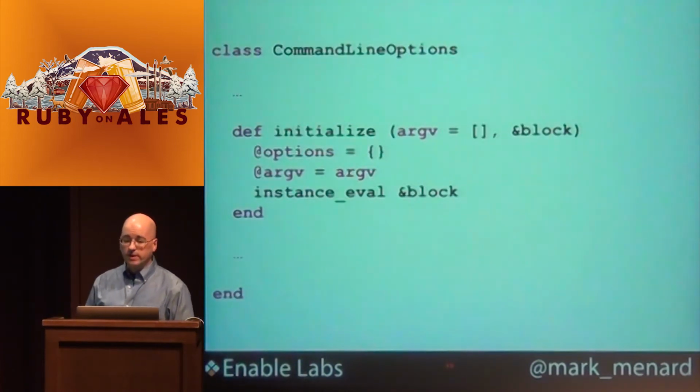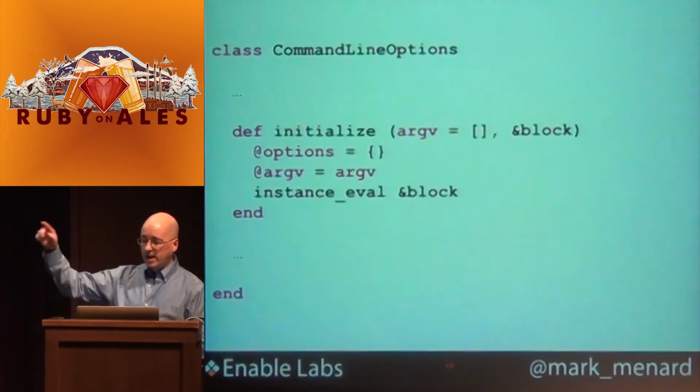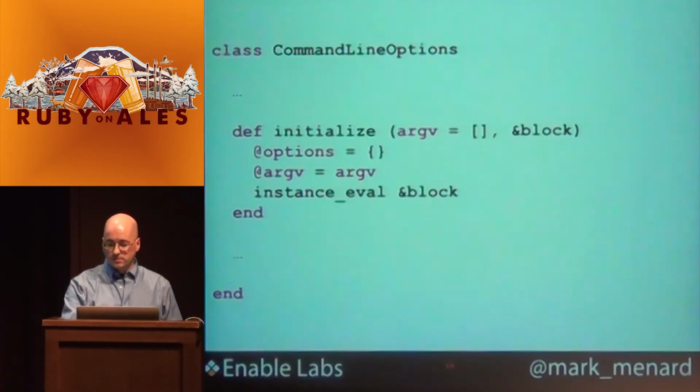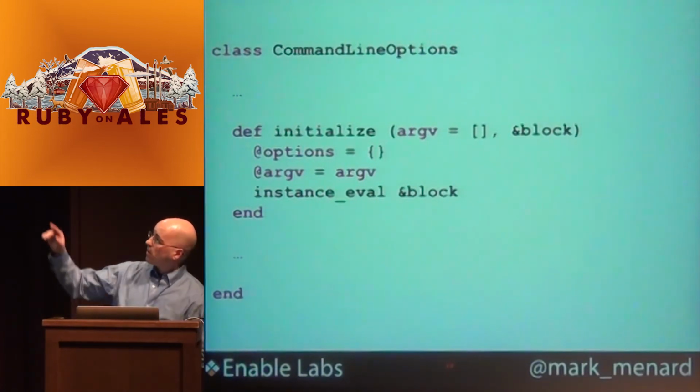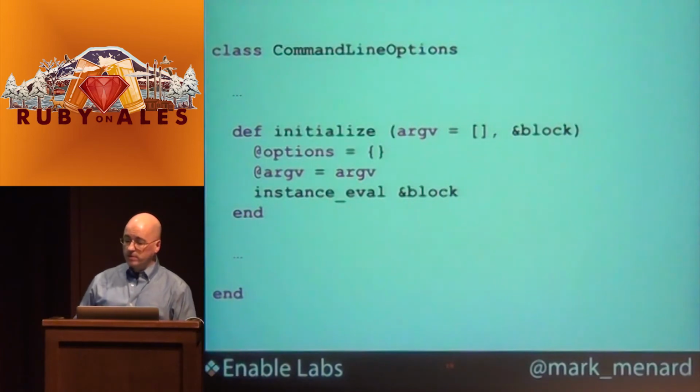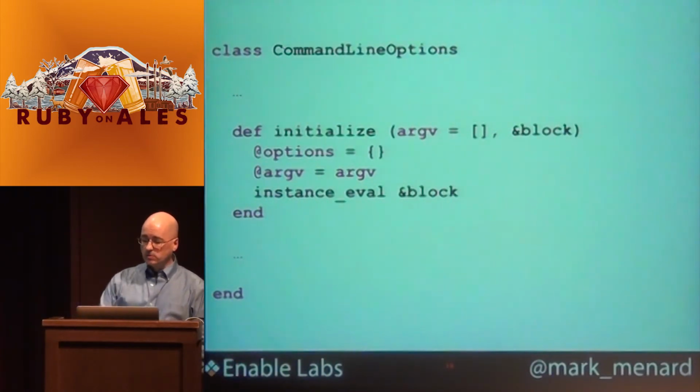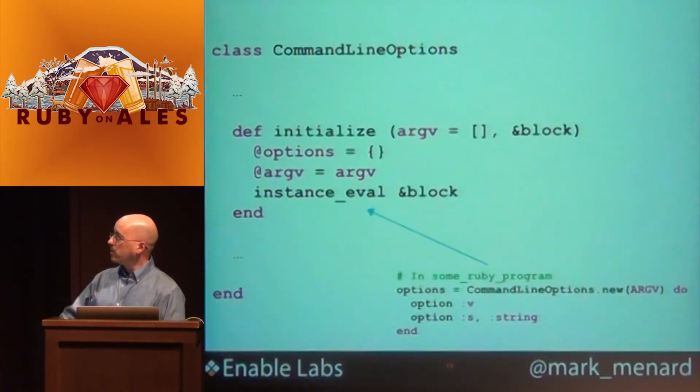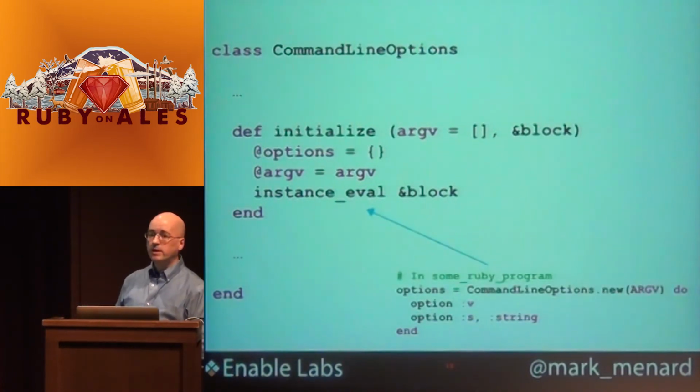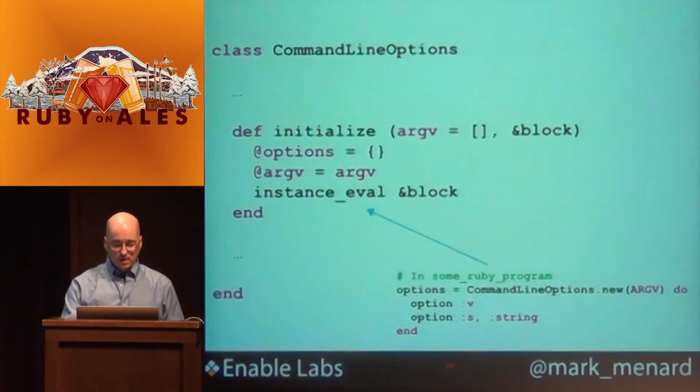This is my initialize method. We create a hash to store the options, store the array of args in @argv, and then eval the block to set up the options we're looking for. And remember, this is the block that's getting evaled in there, so you can see how it hooks together.